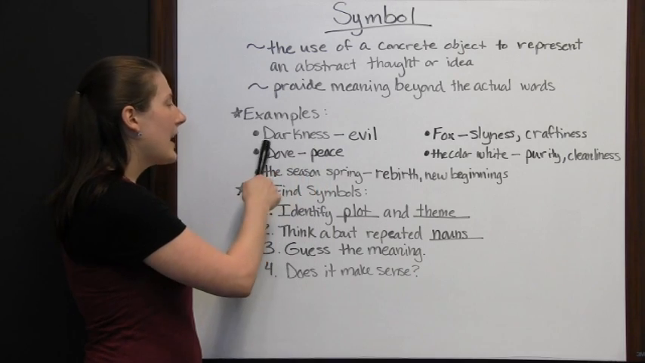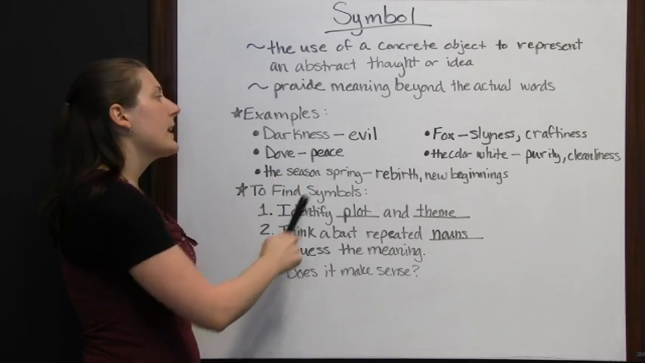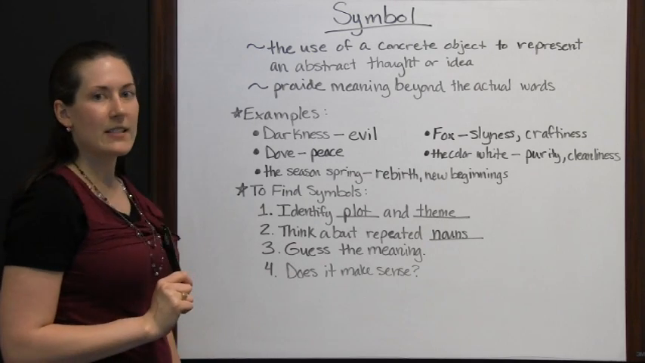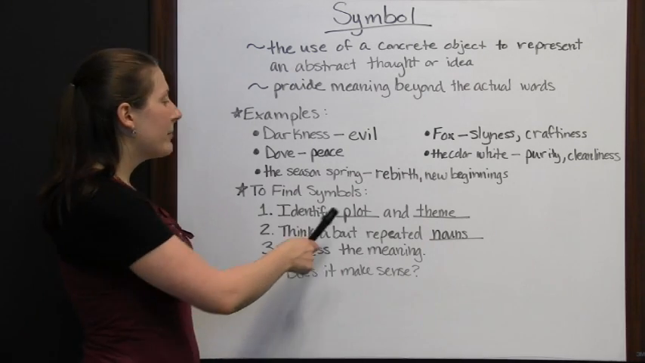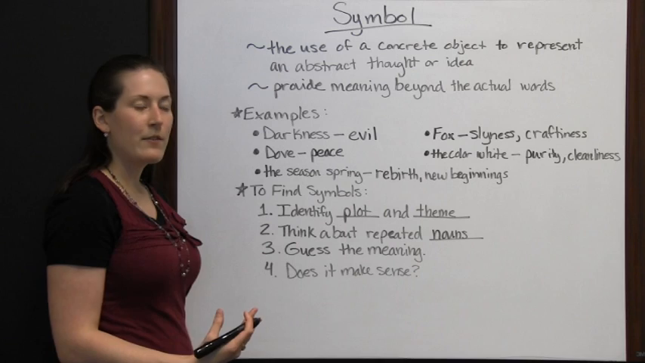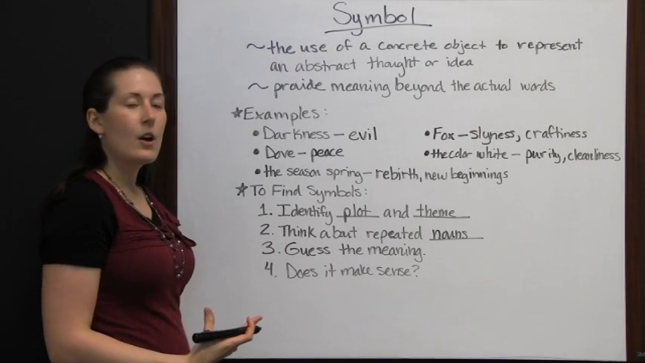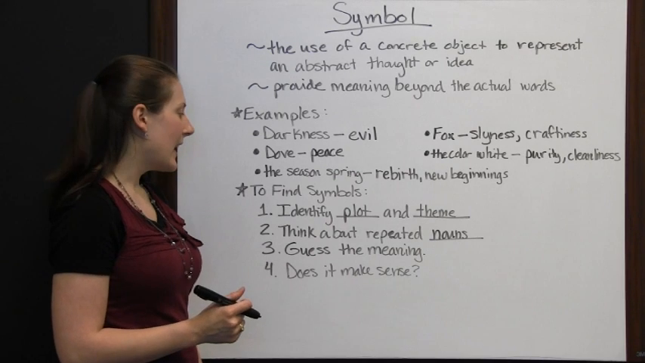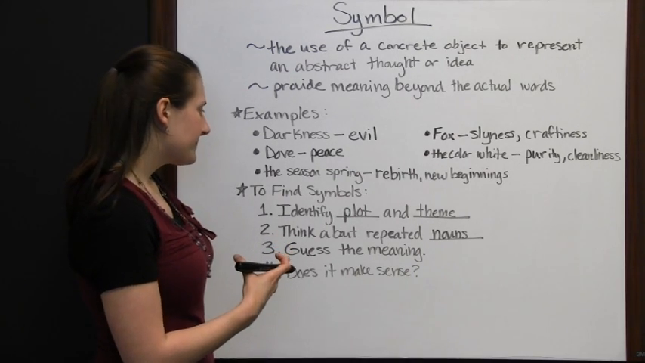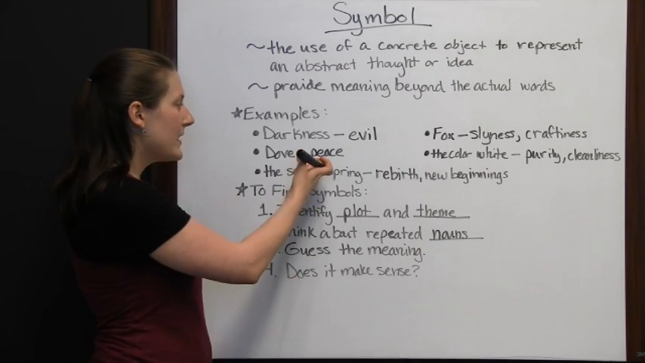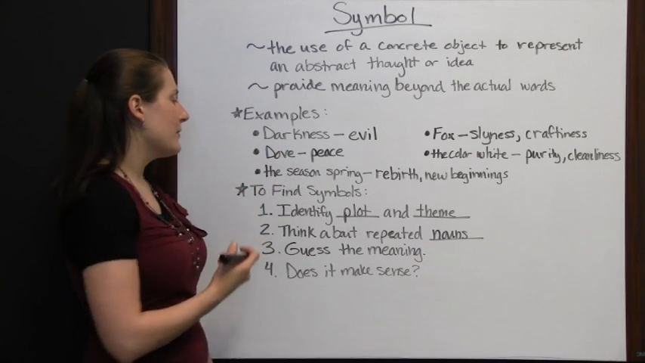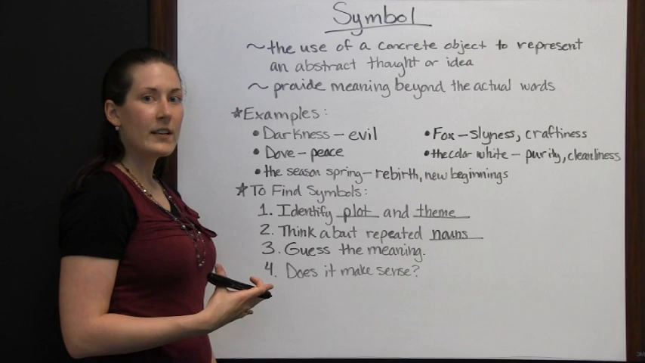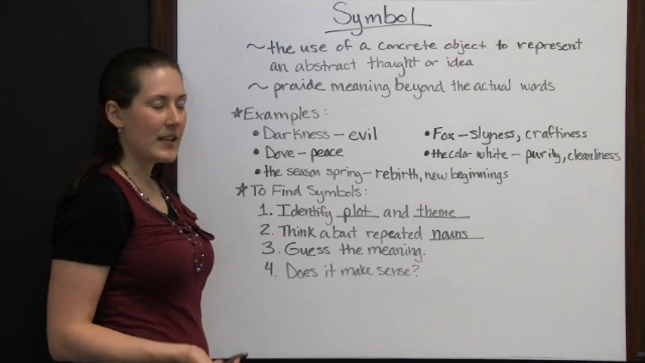If you were thinking, I hear darkness a lot in my story, maybe it has to do with something evil. Well, go back and ask yourself, does it make sense? Check it against the plot and the theme. Does the theme have to do with darkness and evil, or was the darkness just because the story happened to take place at night? Did the story have to do with a peaceful resolution, if you saw a dove in your story a lot? Or was the dove just something you saw one time and it didn't actually represent anything?